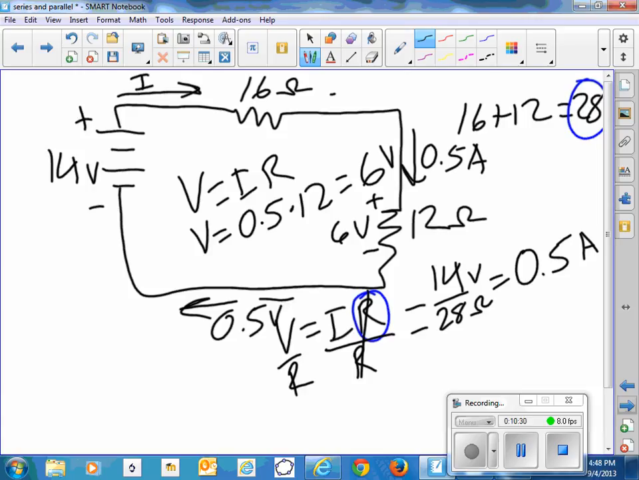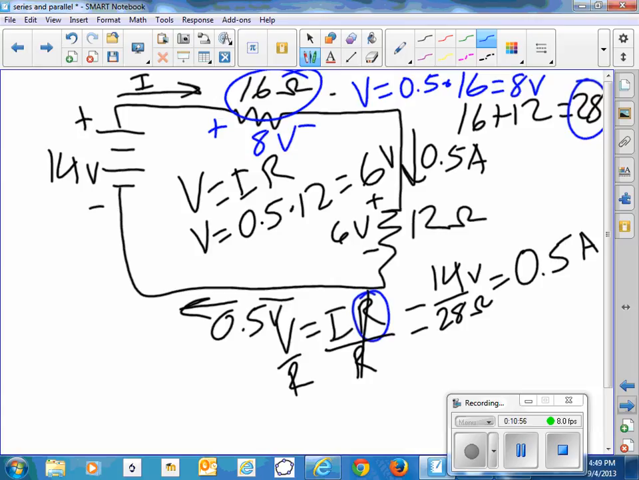Well, the whole thing is 14 volts. So let's see if I have 8 volts here on the 16 ohm. The voltage is equal to the current times the resistance, which equals 8 volts. Yes, 8 plus 6 is 14. So part of the voltage drops across the first resistor, part of the voltage drops over the second resistor. So it's kind of like a two-step waterfall.